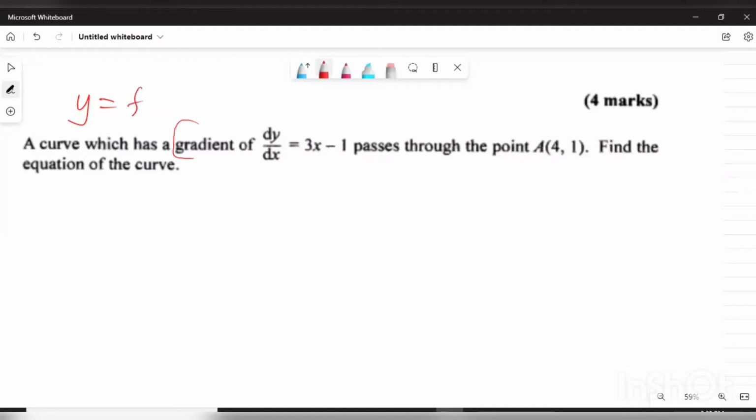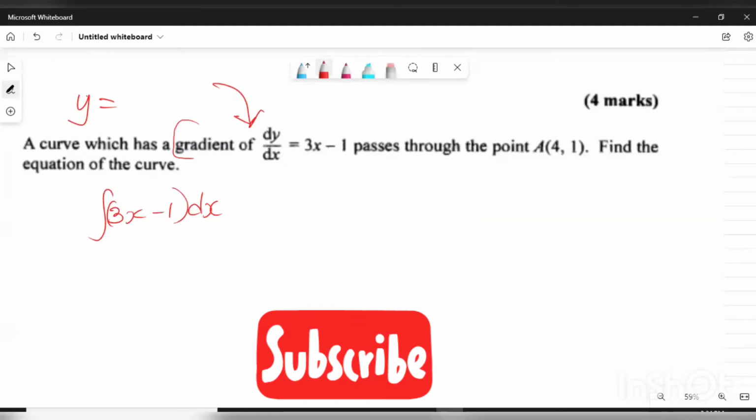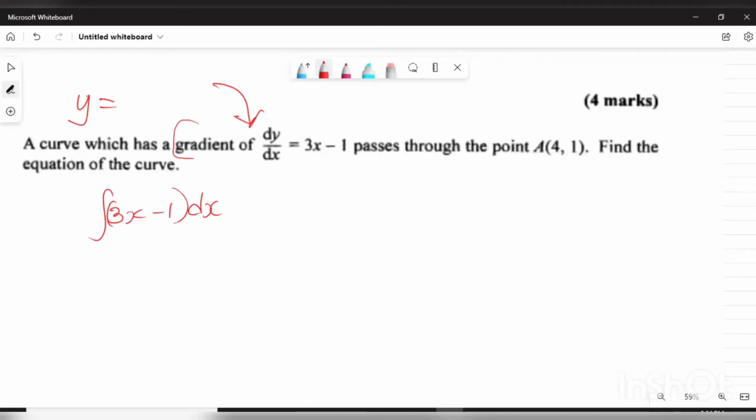So y is equal to some function, right? And after we differentiated this, we end up getting this. So then we're going to integrate 3x minus 1 dx. So we're going to take the indefinite integral. We're going to go backwards so that when we integrate this, we get the original. The good thing is we're integrating terms that are separate. There's nothing multiplied or anything. So basically, the integral of 3x.